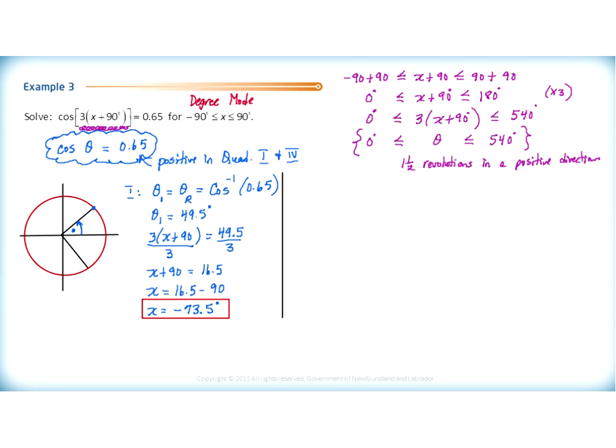Continuing with a positive rotation around the unit circle, your related reference angle is still going to be 49.5 degrees. So when you get to quadrant 4, the second value for theta can be given by 360 degrees minus the related reference angle, 49.5. So we have the second value for theta to equal 310.5 degrees.